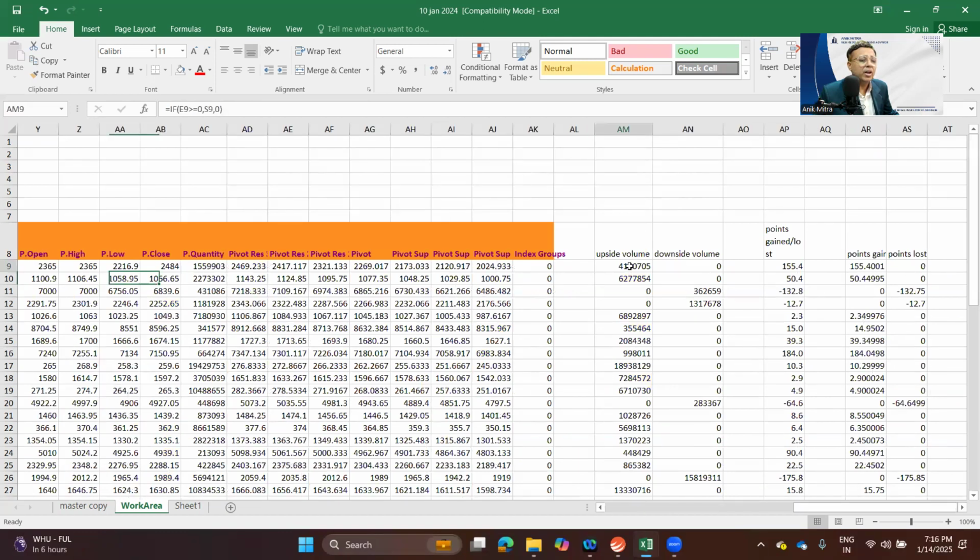Now what I have done is use a simple if formula. One more thing I must mention: upside means anything more than zero, so I have also considered zero as upside. I'm not sure whether zero should be taken as upside, as downside, or avoided altogether. I would say it's your choice. I have taken zero as positive.